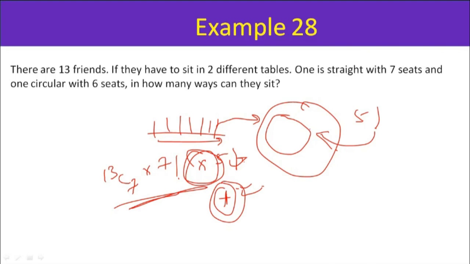Sir, here can we select the circular ones first, like 13C6 multiplied with factorial 5 and then... Absolutely, you can do that. 13C6 is selecting 6 friends for the circle, arranged in 5 factorial ways. The left out 7 people will be arranged in 7 factorial. Yes, it's going to be same. So isn't 13C6 and 13C7 equal? Yeah, it is. Hence, the answer comes out to be same.